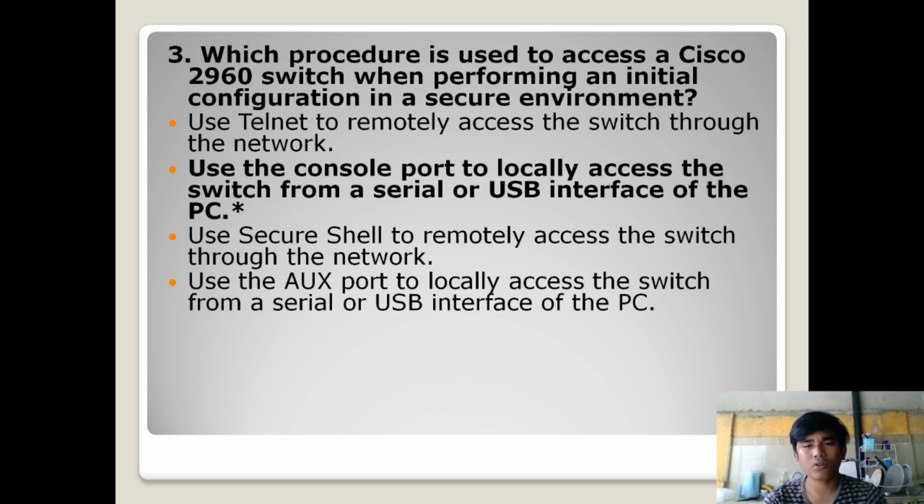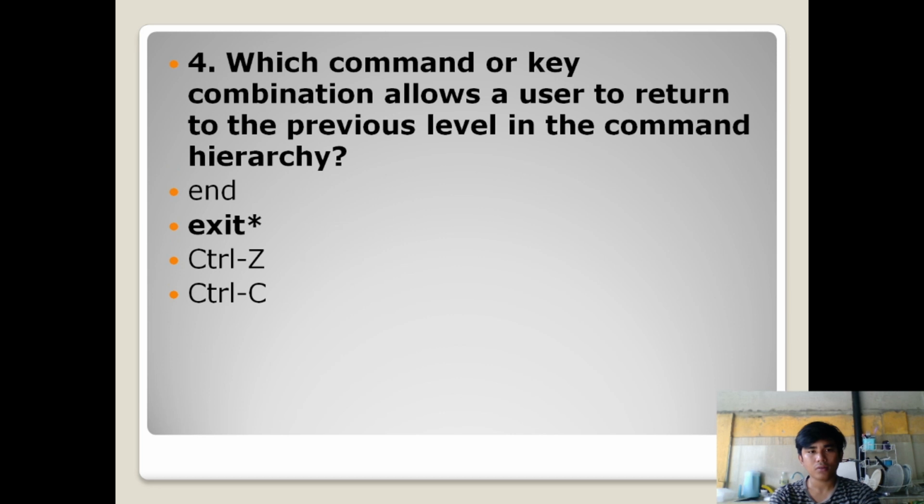Which procedure is used to access a Cisco 2960 switch when performing an initial configuration in a secure environment? My answer is use the console port to locally access the switch from a serial or USB interface of the PC. Which command key or combination allows a user to return to the previous level in the command hierarchy? There's end, exit, Control-Z, and Control-C. My answer is exit.